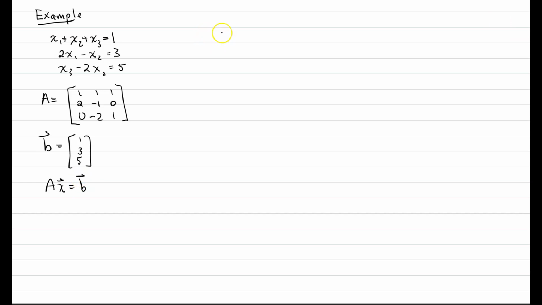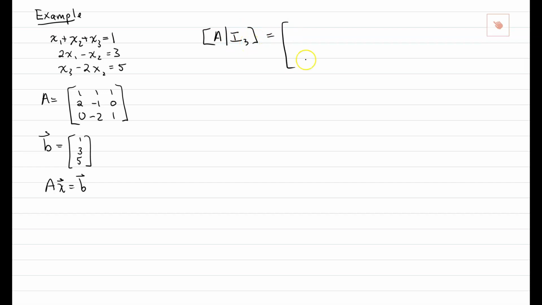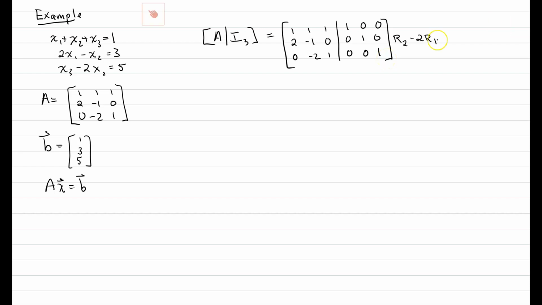And the process for that is to set up an augmented-like matrix where we have A on one side and the identity matrix on the other side, and execute Gauss-Jordan to get the matrix on the left-hand side into reduced echelon form. And once we've achieved that, the matrix on the right-hand side will be the inverse.